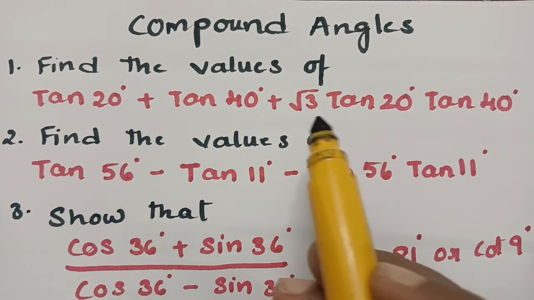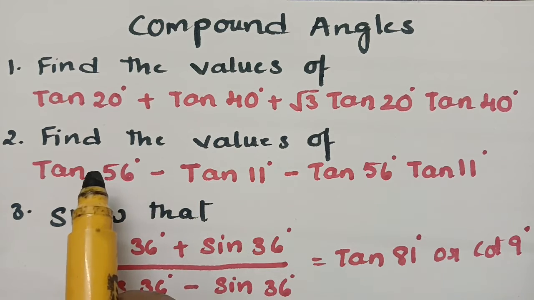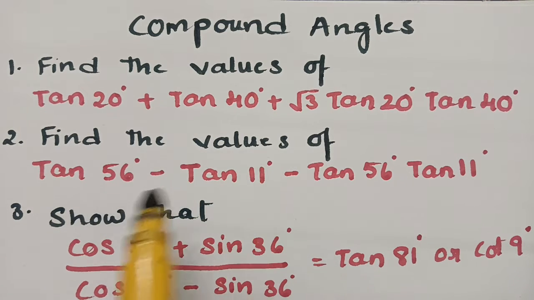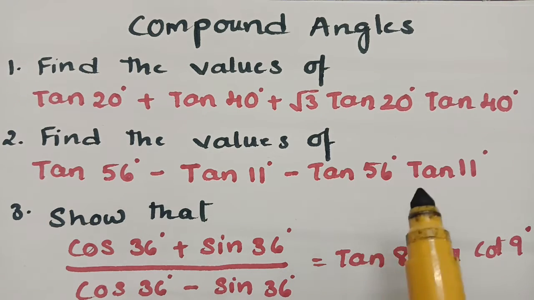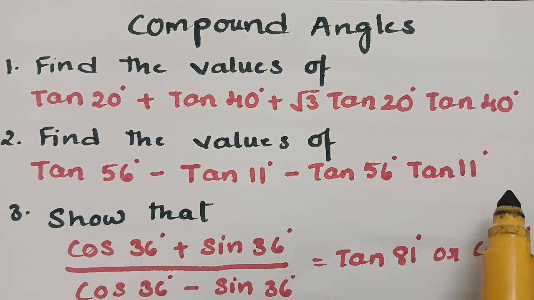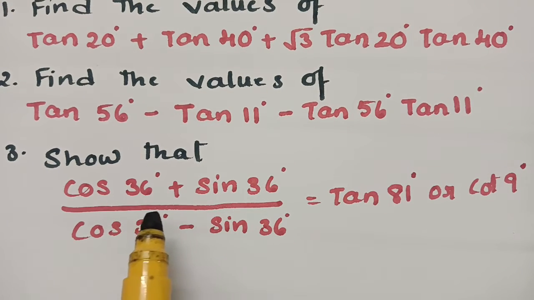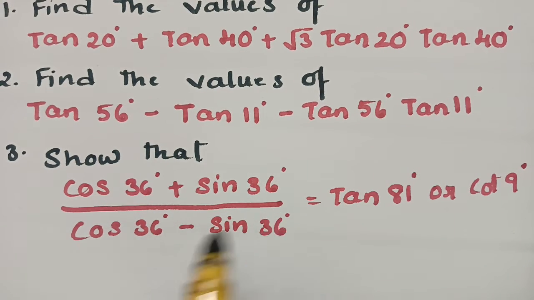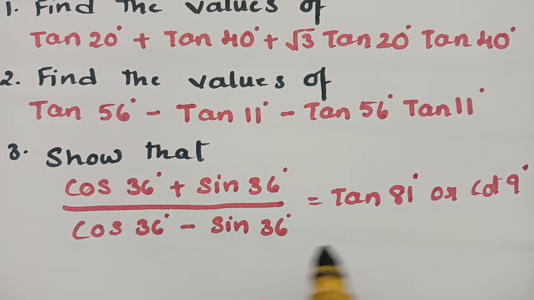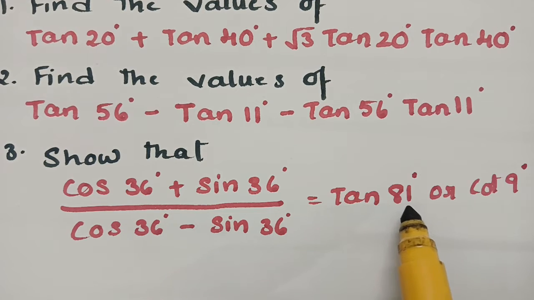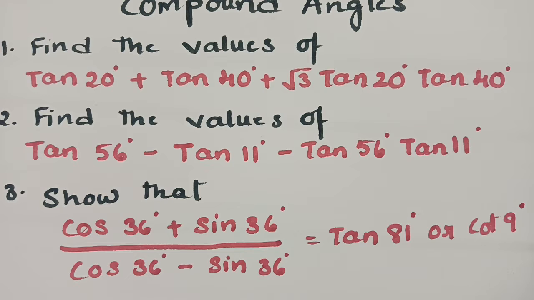degrees plus root 3 times of tan 20 degrees into tan 40 degrees. And the next question here is, find the value of tan 56 degrees minus tan 11 degrees minus tan 56 degrees into tan 11 degrees. And next one, we have to show that cos 36 degrees plus sine 36 degrees by cos 36 degrees minus sine 36 degrees is equal to tan of 81 degrees or cot 9 degrees. So I'm going to give the solution for the first question.